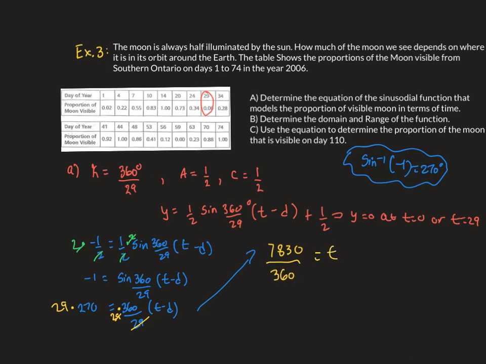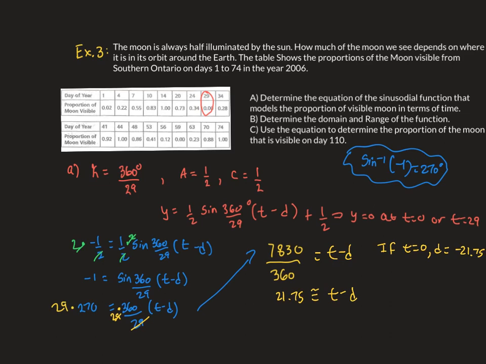And that's going to give me t minus d. If I round it, 7,830 divided by 360 gives me about 21.75. So in this case, if t is equal to 0, then d would be negative 21.75.